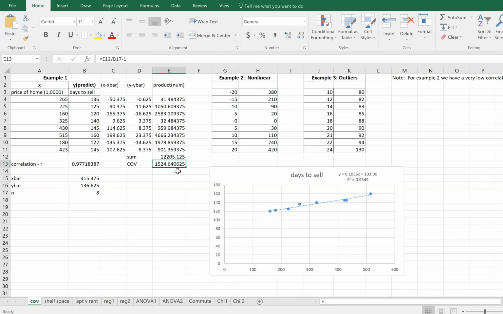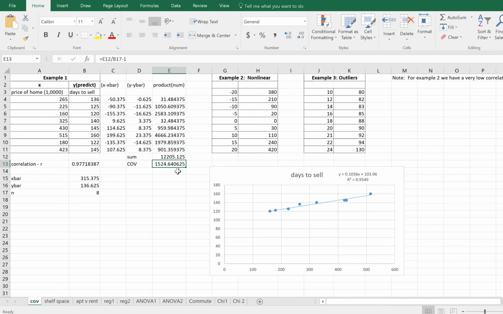Think about, remember what variance was. It was the average square distance. Same idea for covariance. It's the average square distance between my point and the average point. So if you understand variance, then you'll understand covariance because they're very similar.